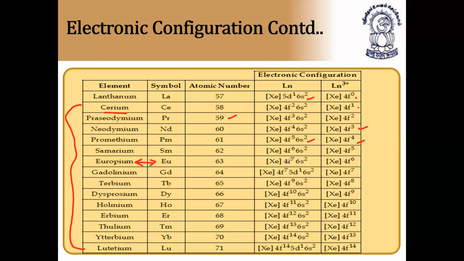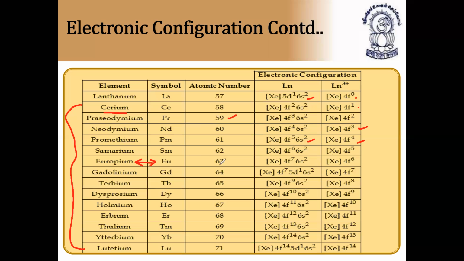Europium, 4f7 6s2. And in plus 3 state, 2 electrons from the s orbital are removed. After that, 1 electron is removed from the f orbital. Then it becomes xenon 4f6.